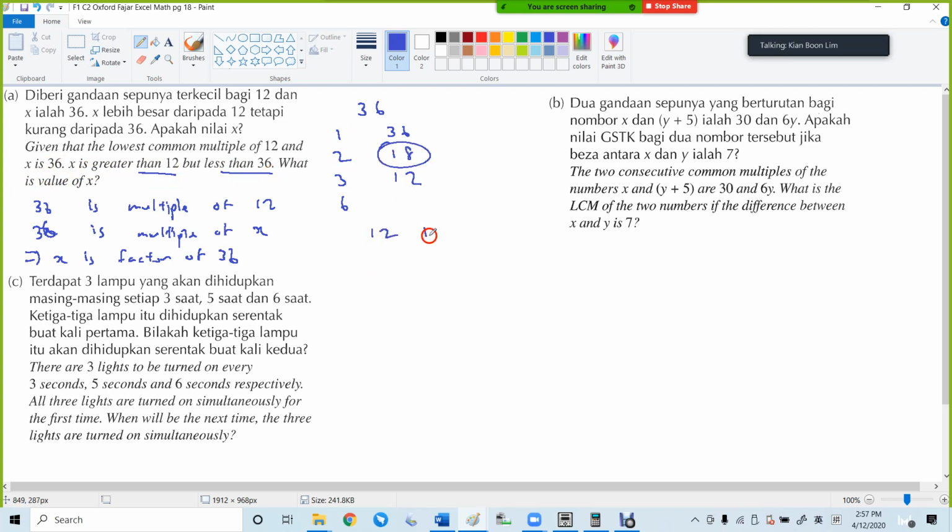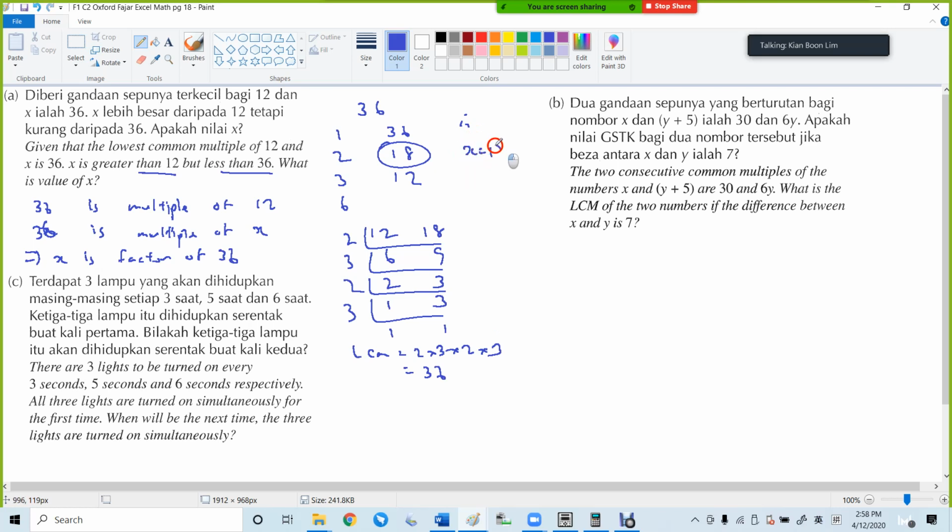So 12 and 18, I want to find their LCM. I divide by 2: 6 and 9. Divide by 3: 2 and 3. Divide by 2: 1 and 3. Divide by 3: 1, 1. So the LCM is 2 times 3 times 2 times 3, which is 36. So the answer is 18. Okay, so the value of x is 18.